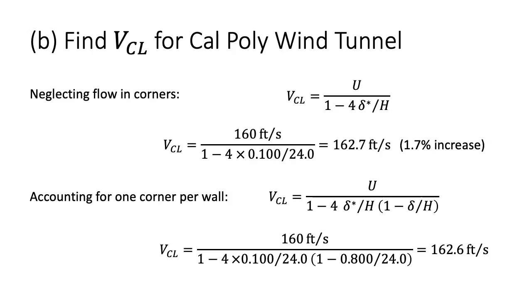For Part B, calculate the centerline velocity for the Cal Poly wind tunnel operating at its maximum velocity. Substituting in values, we get that the velocity increases from 160 to about 163 feet per second for both equations derived above. Thus, there is about a 1.7% increase in velocity.